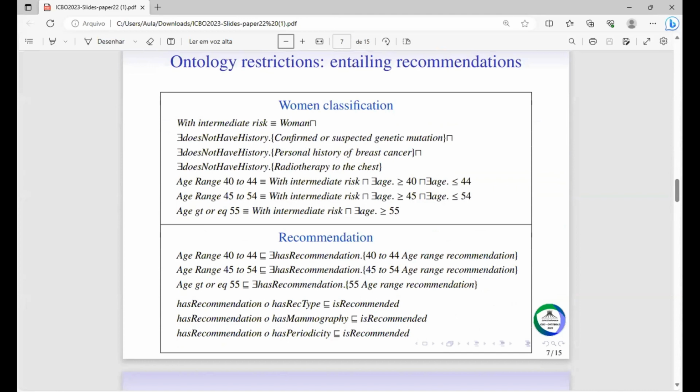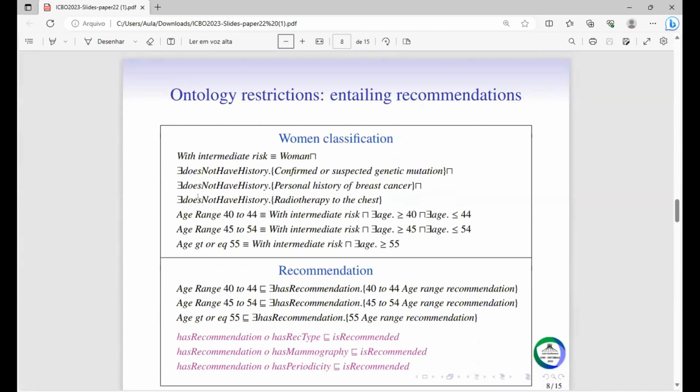Regarding the most relevant restrictions in the ontology, in the upper part of the slide, we have a set of axioms that the reasoner uses to classify women at average risk of contracting the disease if they meet the three conditions previously mentioned, and also to classify them into the age ranges 40 to 44, 45 to 54, and greater than or equal to 55. And at the bottom, we have the set of axioms that allow the reasoner to entail the correct recommendation for the women at average risk of contracting the disease, and within one of the three age ranges.